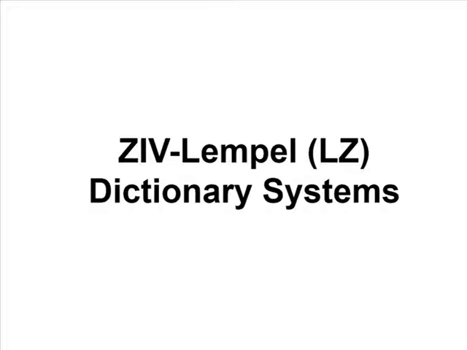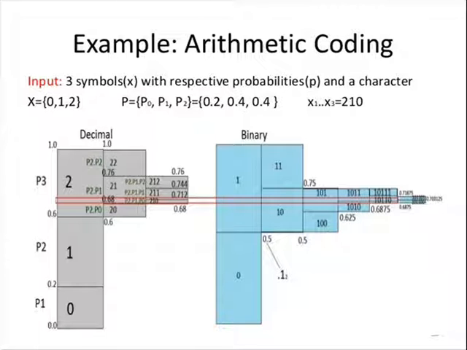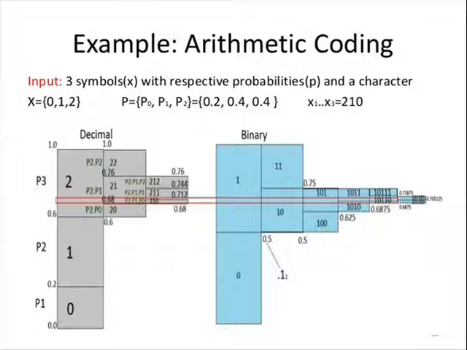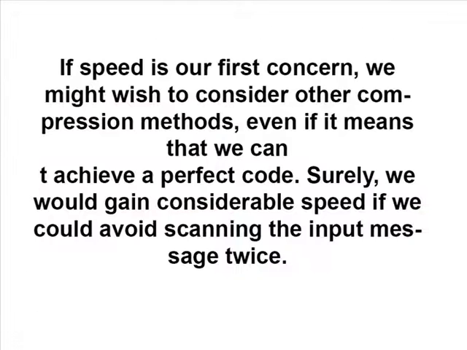For the Ziv-Lempel or LZ dictionary systems: although arithmetic coding can produce nearly optimal compression, it is even slower than Huffman coding because of the floating point operations that must be performed during both the encoding and decoding processes. If speed is our first concern, we might wish to consider other compression methods, even if it means that we can't achieve a perfect code. Surely, we would gain considerable speed if we could avoid scanning the input message twice. This is what dictionary methods are all about.